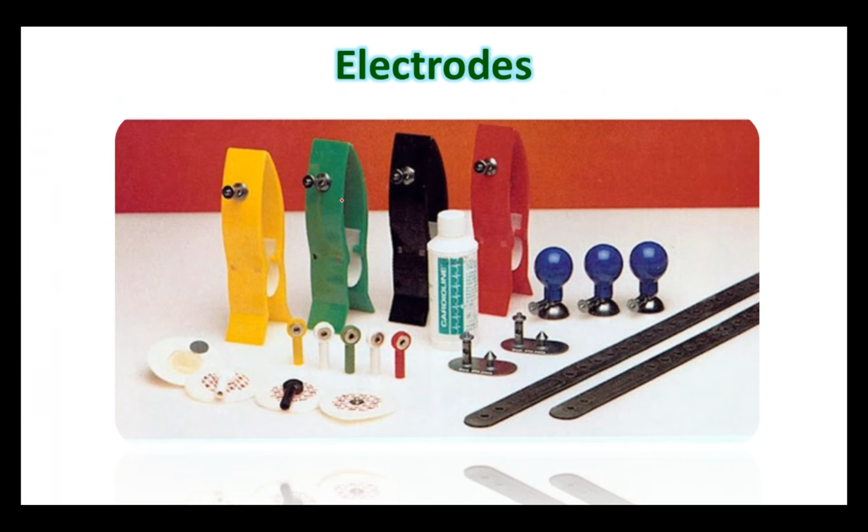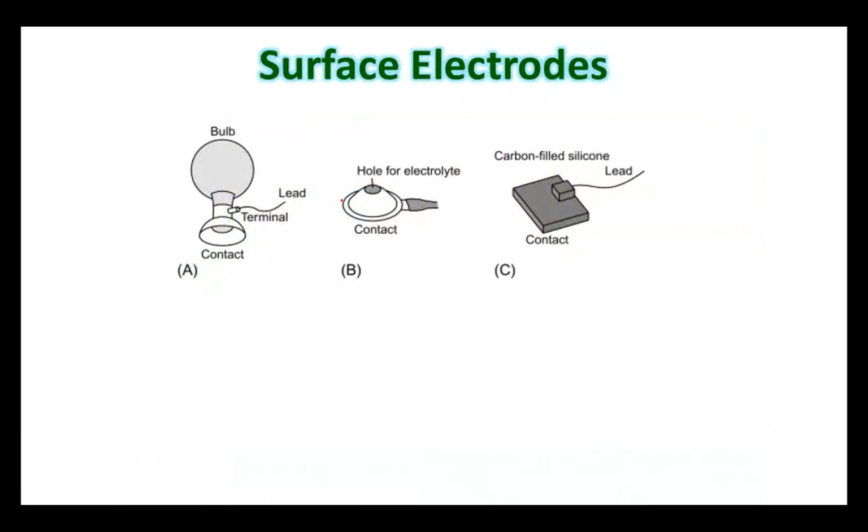Okay, electrodes. I don't want to spend much time on electrodes. It's very easy. So we have surface electrodes. If the electrodes are placed on the surface, like this, what electrode is this? Suction, right? Suction. And this one is a metal plate. And what is this one? Again, this is also a metal plate. And we have the disposable electrode in the surface electrode category.